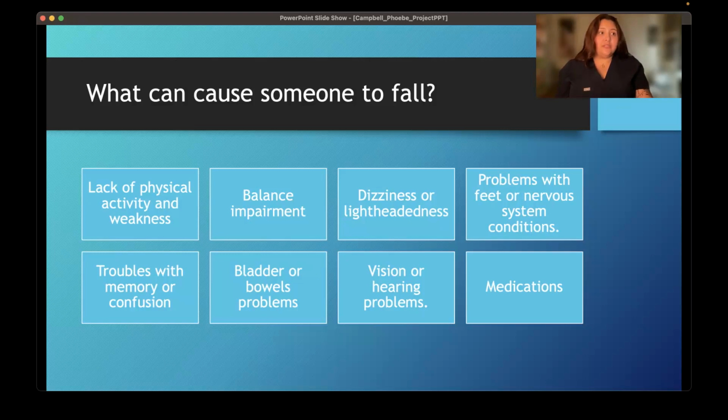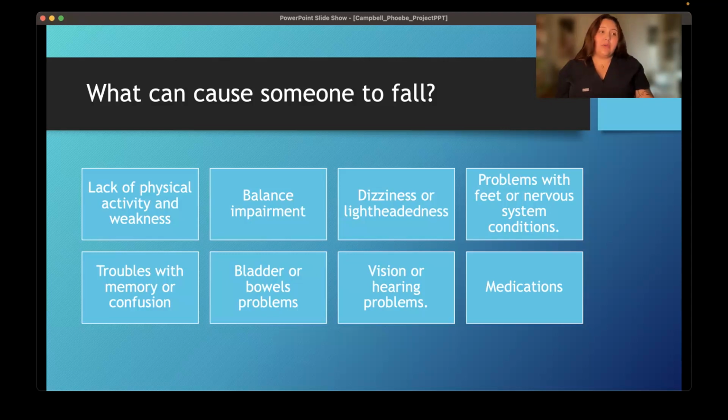Problems with feet or nervous issues. This is talking about people dealing with neuropathy, especially in the feet, causing pain, numbness, or tingling, making it harder for them to feel the ground they're walking on. So if someone's walking and they can't feel the ground or their feet, this can cause a fall.